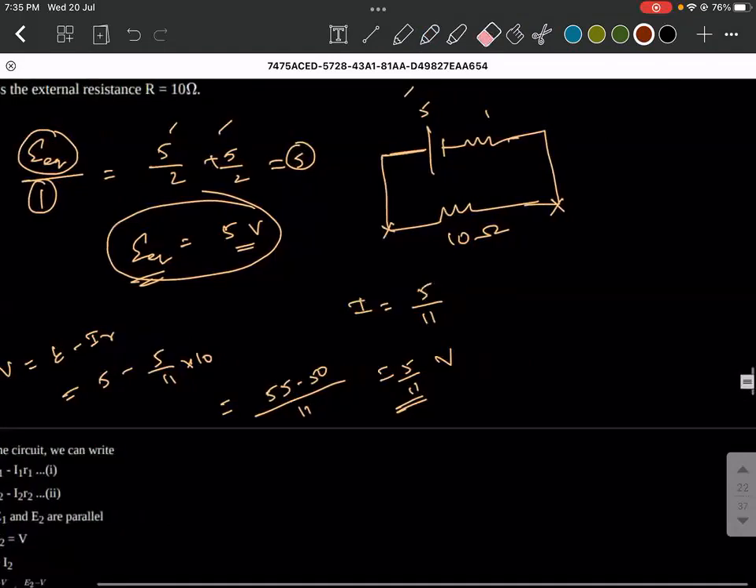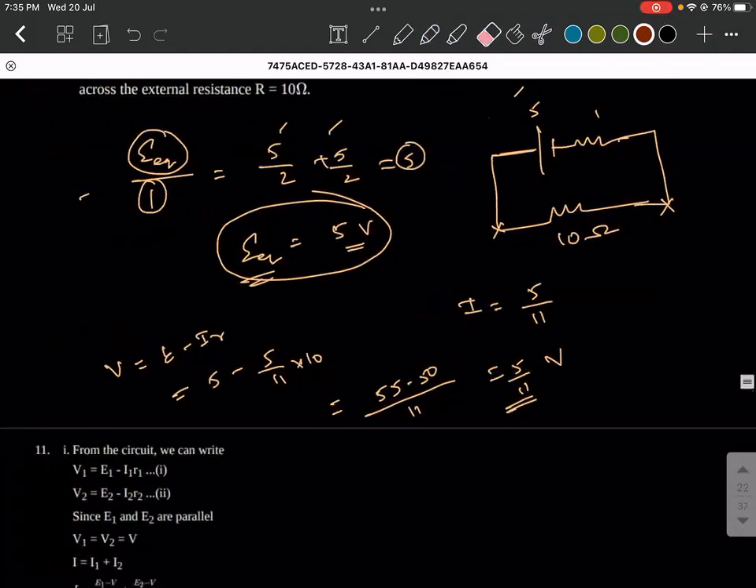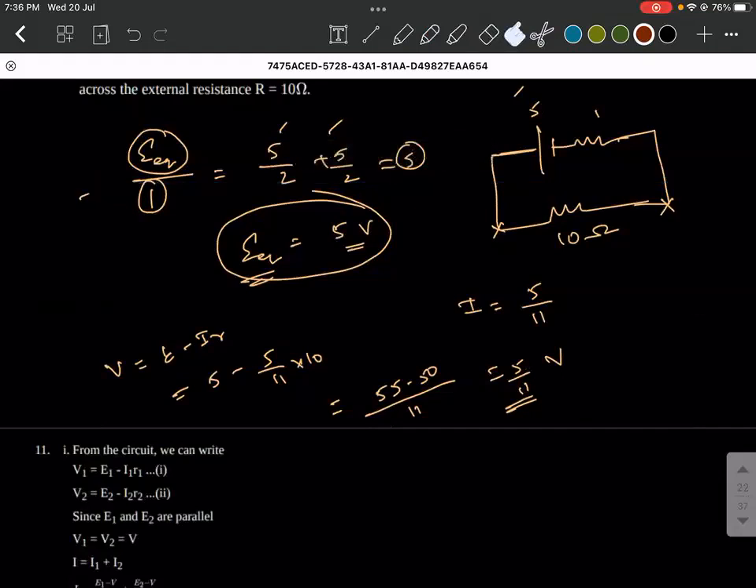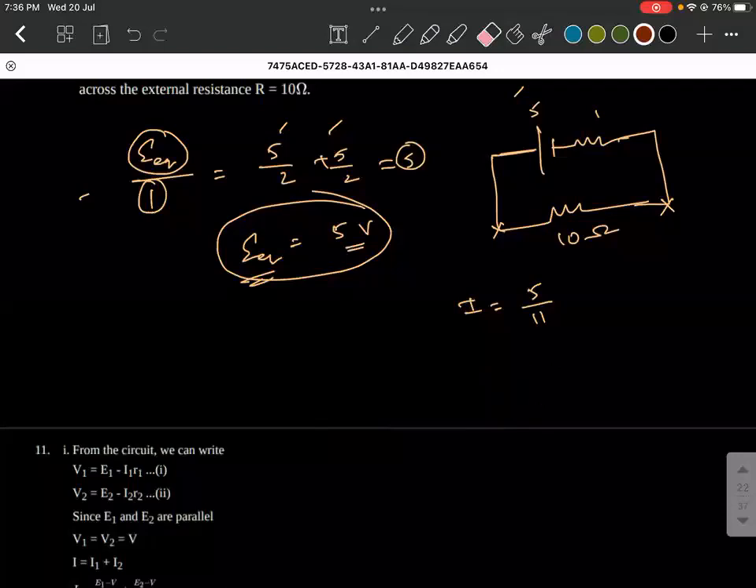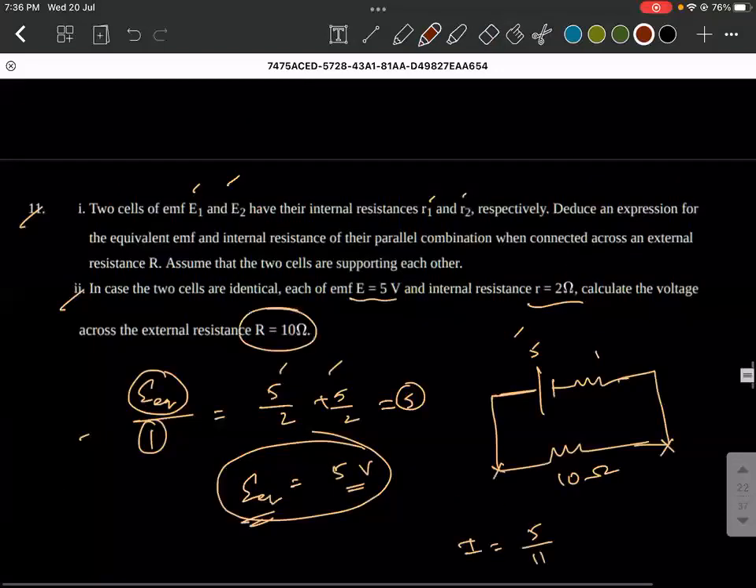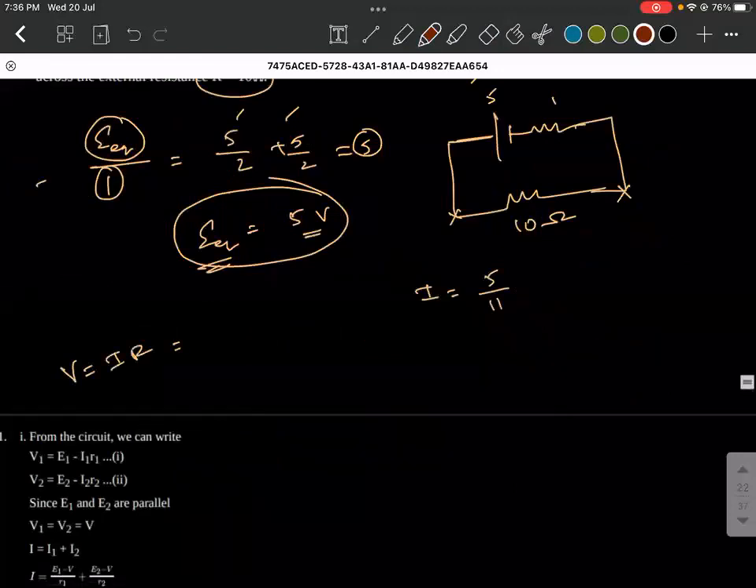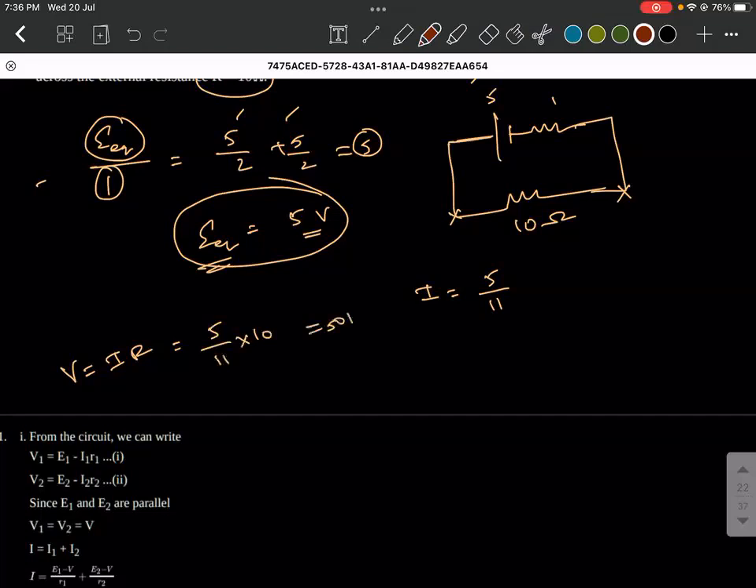My mistake. There's a terminal potential difference across the cell. Sorry about it. No, they mentioned what is across the external resistance. So V is equal to IR. So I is 5 by 11 into resistance, 50 by 11 volt.